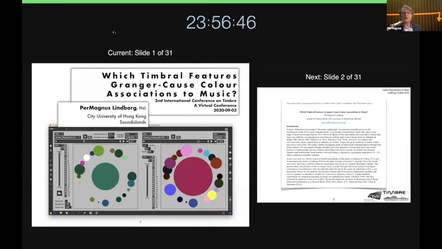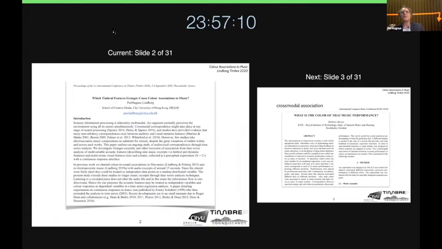The second one is that I started out with a very specific question when working on this many months ago: which timbral features Granger-cause color associations to music. But working with it, I realized that this is actually just a step on the way, and that the goal of this research is actually slightly different, but I will come back to that. Okay, so the paper, the extended abstract, I should say, has references and details.